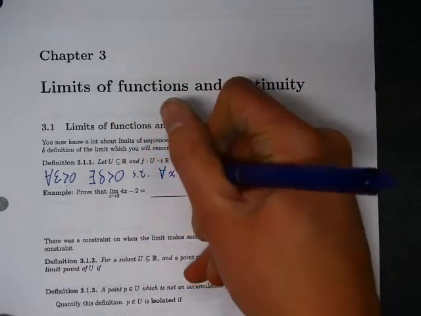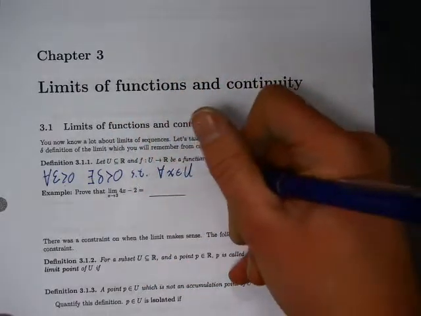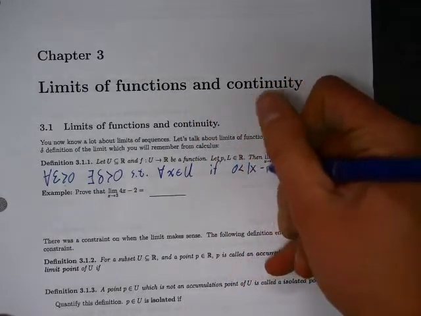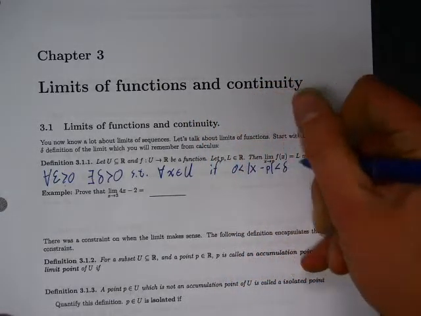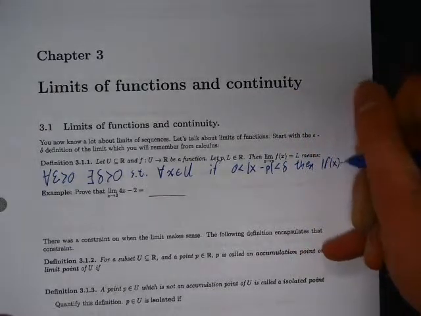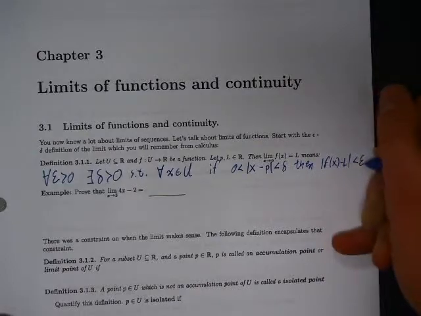for all x values in the domain, if 0 is less than the absolute value of x minus p is less than delta, then the absolute value of f of x minus l is less than epsilon.